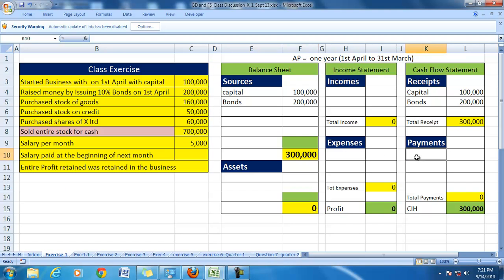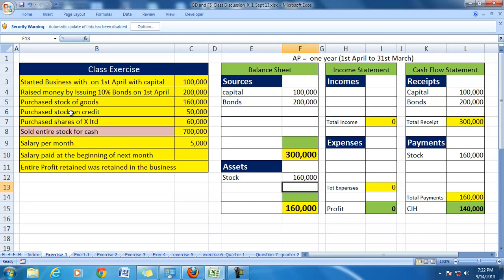Purchase stock of goods for 160,000. We made the payment. So purchase of stock is the acquisition of asset. An acquisition of an asset in this case has resulted in outflow of cash, and acquisition of an asset will be visible on the balance sheet as an asset. So asset will appear 160,000, to the extent of which payment has happened.